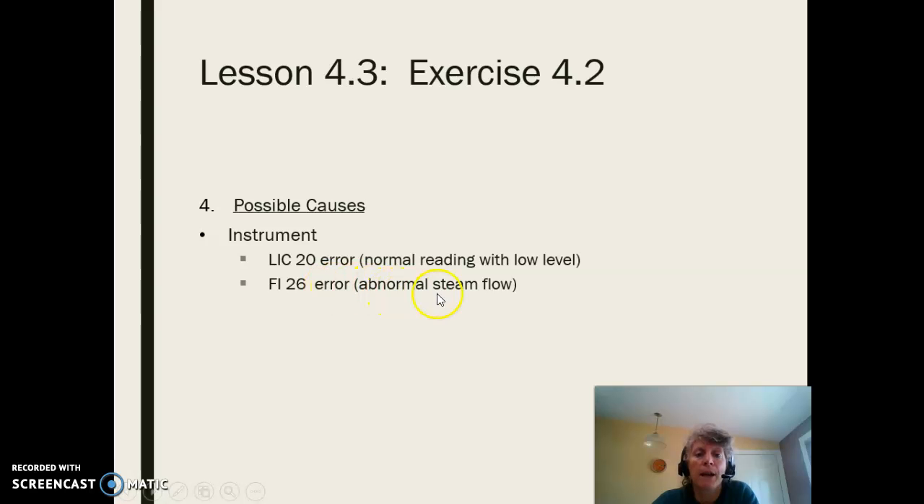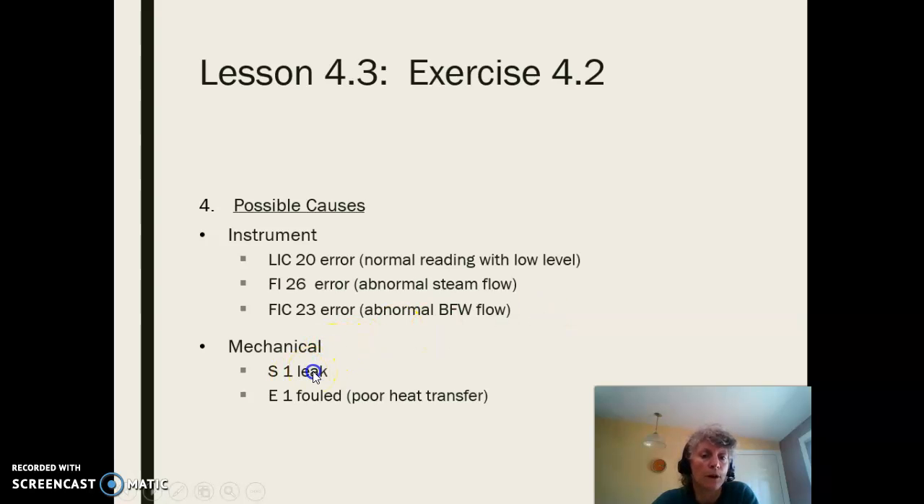FI26 error, the flow could be reading wrong, the transmitter itself. FIC23 could be wrong as well, the abnormal boiler feed water flow as well. Let's talk about mechanical. We could have a leak in the steam drum, and we can have a fouling in E1, poor heat transfer. Okay, so these are pretty reasonable.